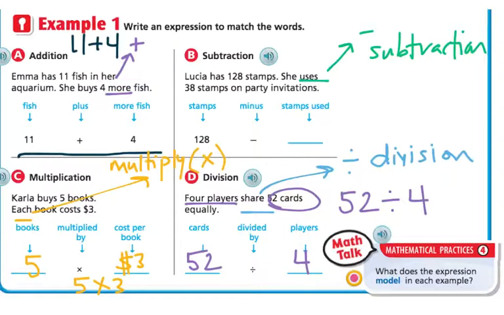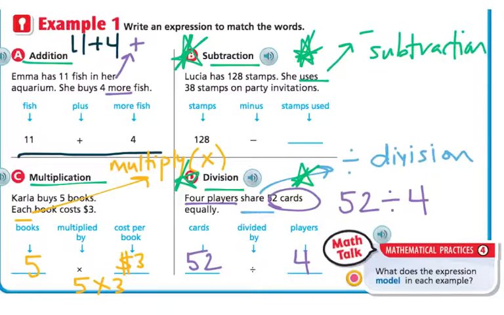And boys and girls, I want you to pay close attention to subtraction and to division. There are no commutative properties other than the commutative property of addition and the commutative property of multiplication. So the order for subtraction is very important, and the order for division is very important. You cannot change around the order of the terms in a subtraction problem, and you cannot change around the order of terms in a division problem. So we're going to do this Mathematical Practices Math Talk in class. It says, what does the expression model in each example?